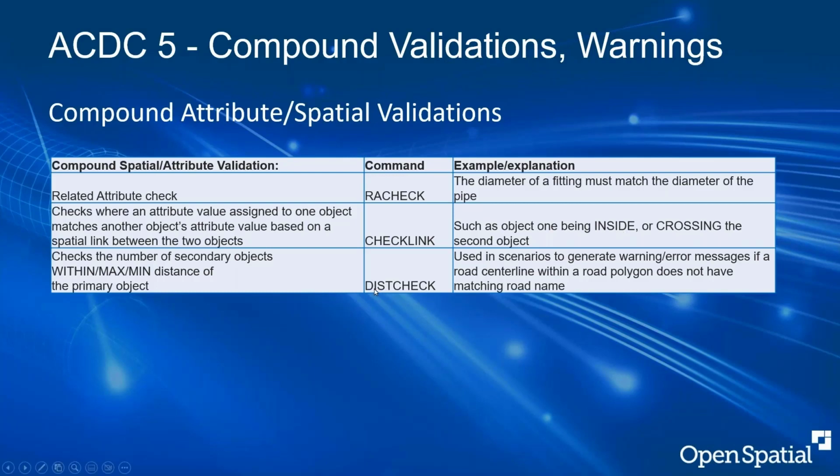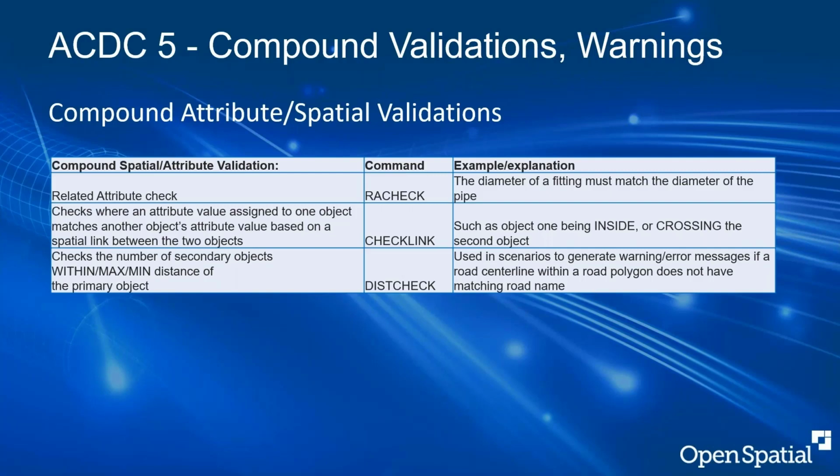And then this one, the distance check, actually covers a huge number of things because it deals with within, minimum, and maximum. This is where you can say, on the road side, if you've got a road polygon, it needs a property of a name, but there could be a name text within that polygon, and those 2 names need to match so there's not a typo.